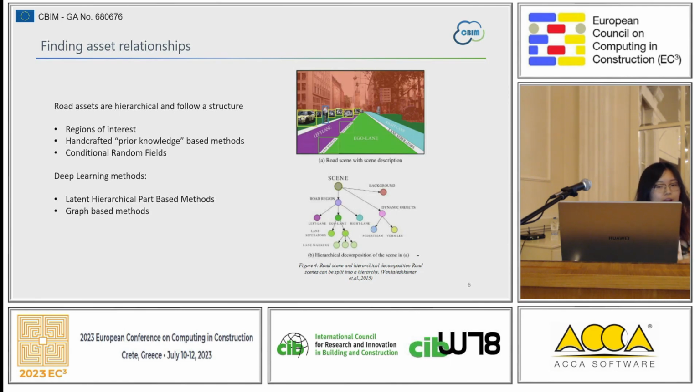There are also deep learning methods such as a latent hierarchical part-based method, which is basically a graph-based method that can find the relations between different assets in a scene, and then those could potentially get exported later into IFC with relationships in it.